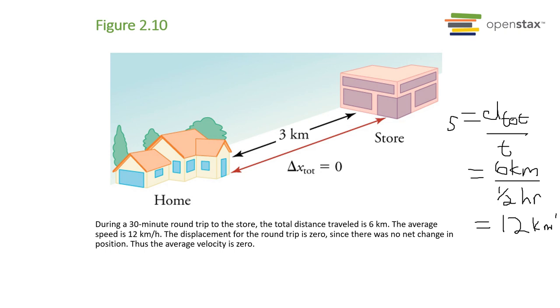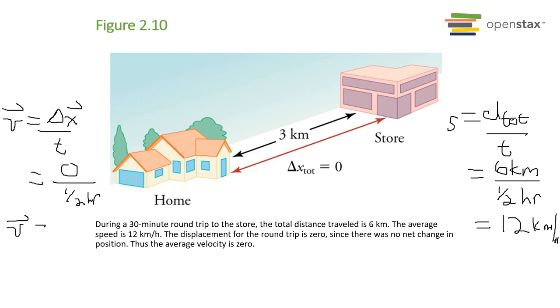Okay, now velocity is displacement over the time frame. And when we look at this, we end where we started, which means the displacement is zero. And it doesn't really matter what the time is because it's zero, which gives us an average velocity of 0 meters per second for this phenomenon. This is a good example of speed versus velocity. Again, speed looks at total distance traveled. Velocity, you're only interested in the displacement.